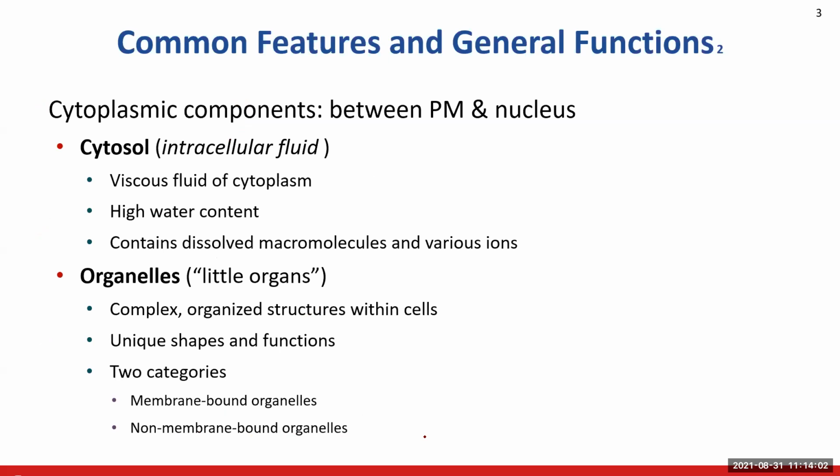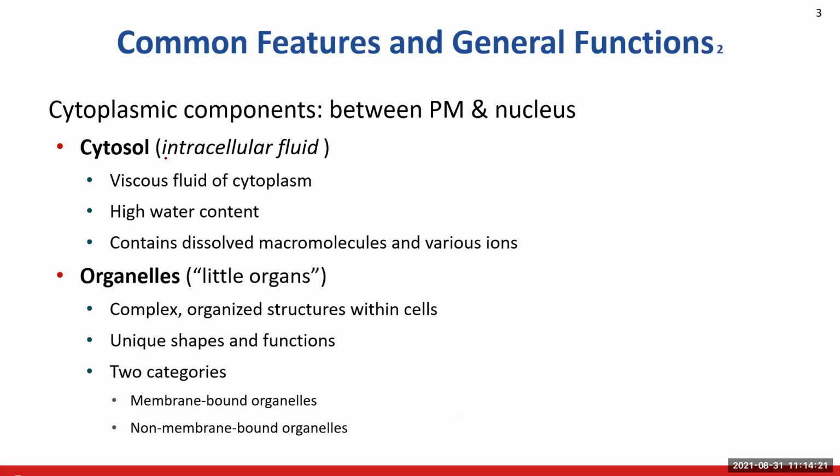Okay, so let's talk about our cytoplasm. We'll start with the cytoplasm. Remember where the cytoplasm is. It's between the plasma membrane and the nucleus. And so there are three components: the cytosol, the organelles, and the inclusions.